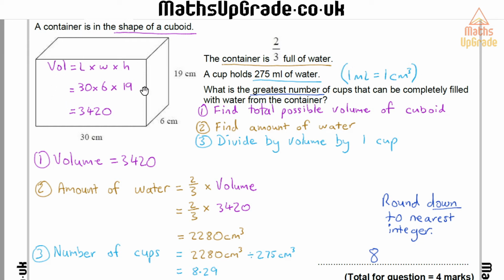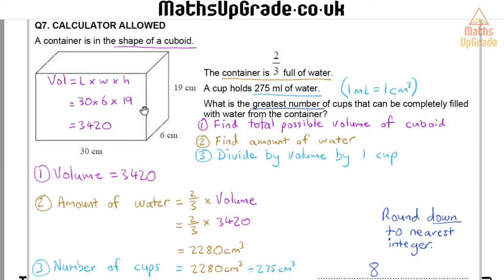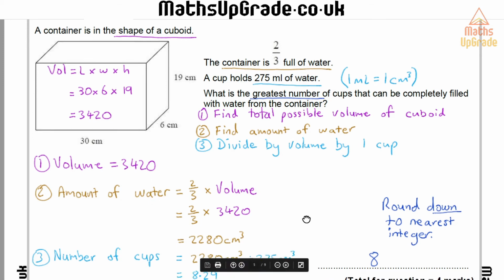So first of all, let's find the volume, and I've written it down here within the cuboid itself. Volume is given by the length times width times height, 30 times 6 times 19. Since I'm allowed a calculator in these questions now, that's fairly straightforward. So this would be in centimeters cubed, in other words in milliliters. Second thing I'm going to do, I'm going to find 2/3 of this value, since the container is only 2/3 full of water. So 2/3 of this on a calculator will give me 2,280 centimeters cubed.